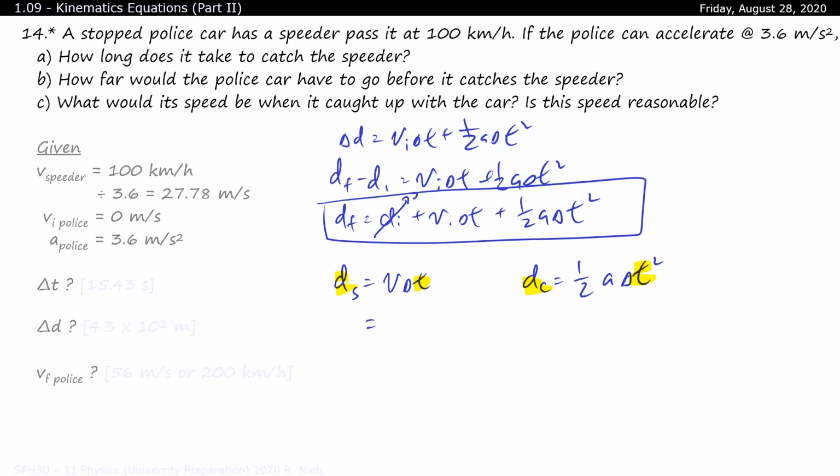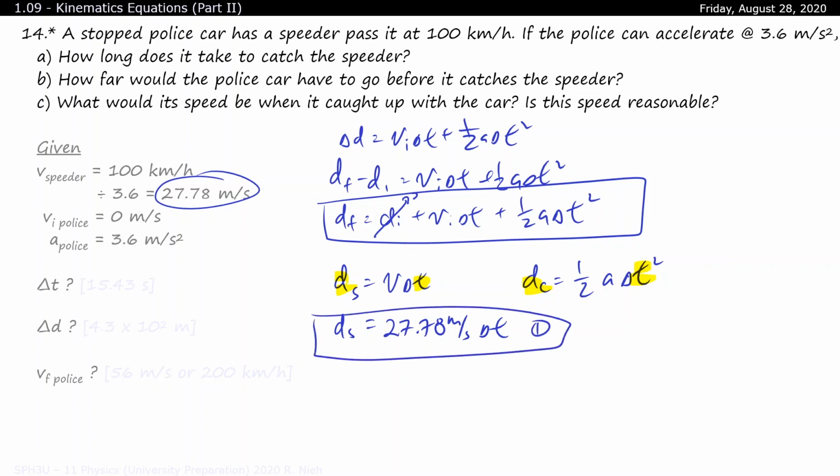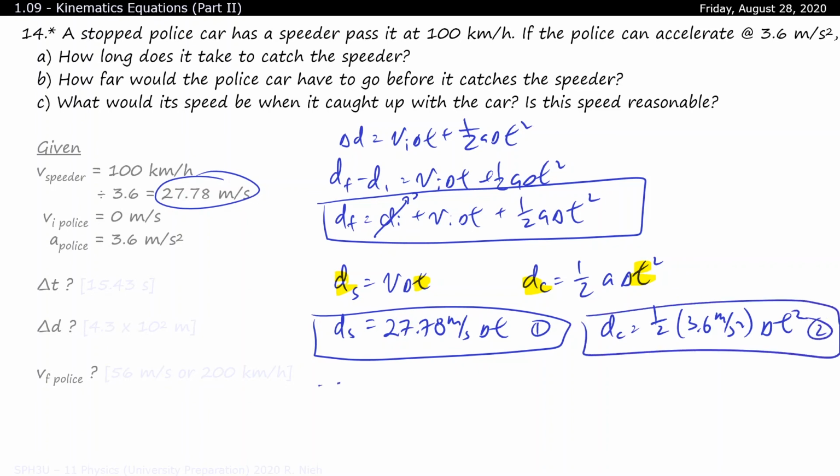All right, let's just sub in what we know, and we'll continue from there. ds is equal to the speed of the car, 100 kilometers per hour divided by 3.6. You end up getting 27.78 meters per second, delta t. So that's equation number 1. Equation number 2 is equal to 1/2 times 3.6 meters per second squared, delta t squared. So since ds is equal to dc, we equate them together.